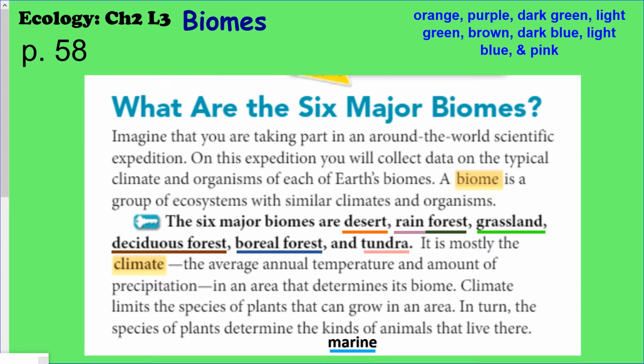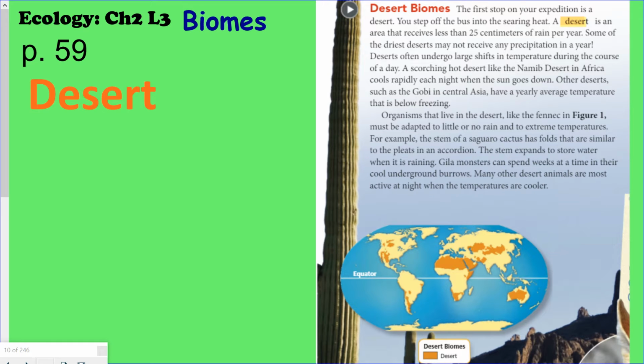Then when we end after chapter 2, lesson 3, we get into chapter 2, lesson 4, where we get into our marine biomes. We'll also have a map that we will color according to our different biomes once we are finished. So the first one that we start with is the desert biome.